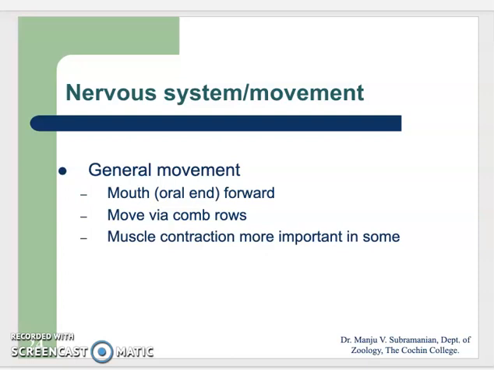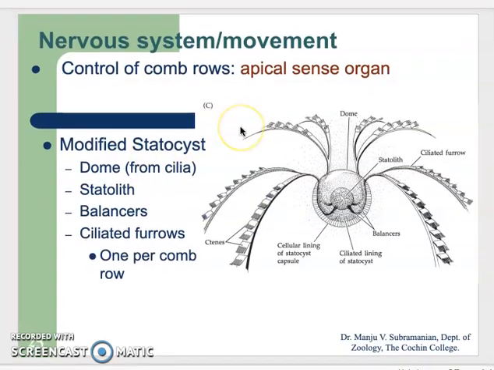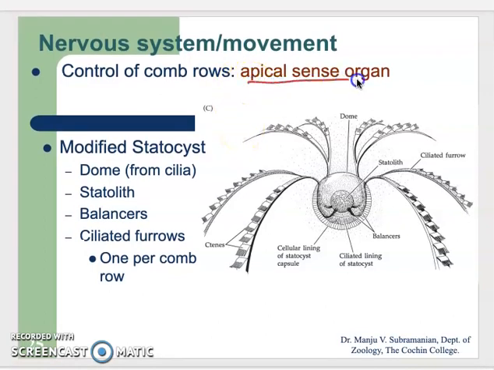under the meridional plates of cilia. Then there is an aboral sense organ, also called the apical sense organ, which is considered a part of the nervous system. So this is the aboral side region, or the close view of the aboral side or the apical region of Pleurobrachia. At the center you can see the apical sense organ. It is dome shaped.